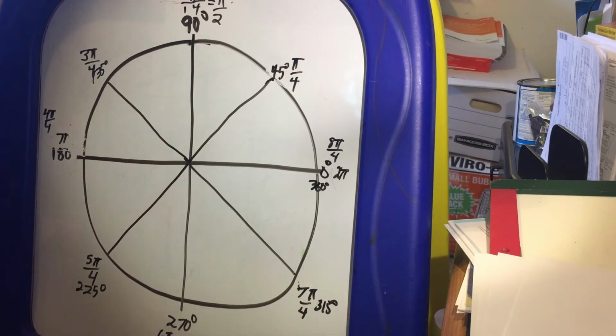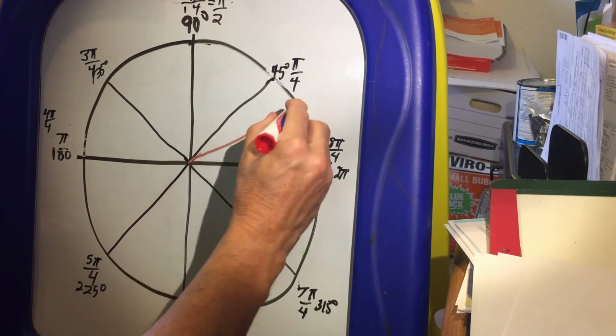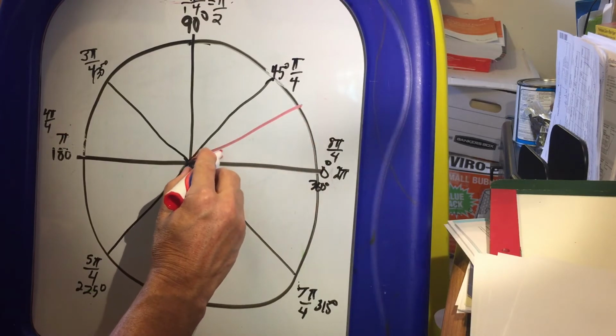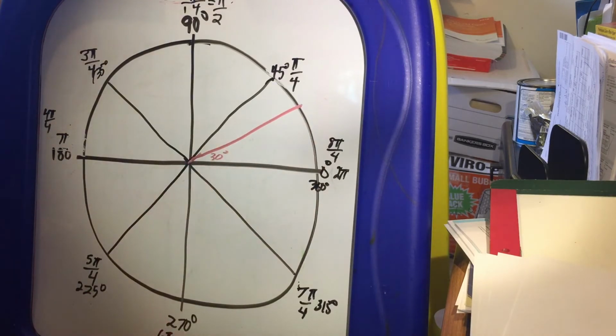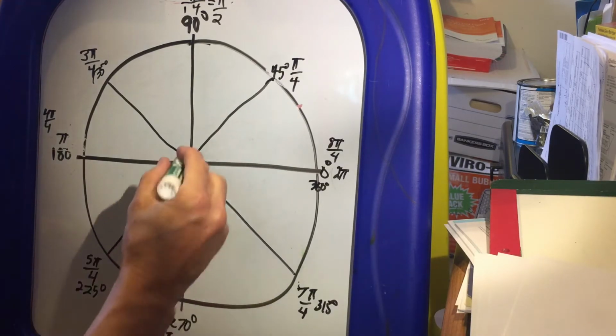Okay. Now we're going to switch into 30 degrees. So I'm going to do the first 30-degree angle right here. So 30 would be right here somewhere. So this is 30 degrees. Maybe that red kind of sucks. I don't know. I'm going to switch to green. Maybe that'll be better. So here's 30 degrees.